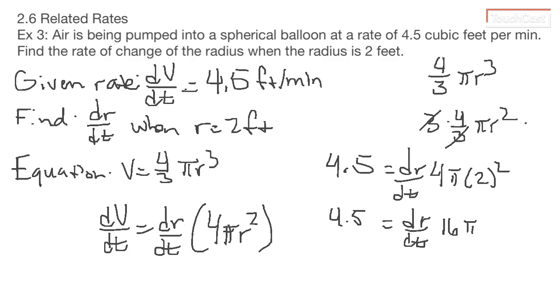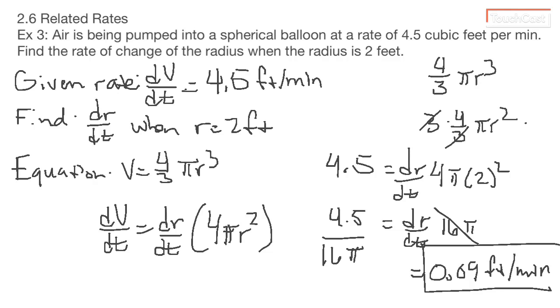Well, we want to solve for dr/dt, so we're going to take 4.5 and divide it by 16 pi. In fact, we're doing that on both sides. Now, if we just take a calculator and put 4.5 divided by 16 pi into it, we're going to find that dr/dt is about 0.09 feet per minute, which is what we were asked to find.